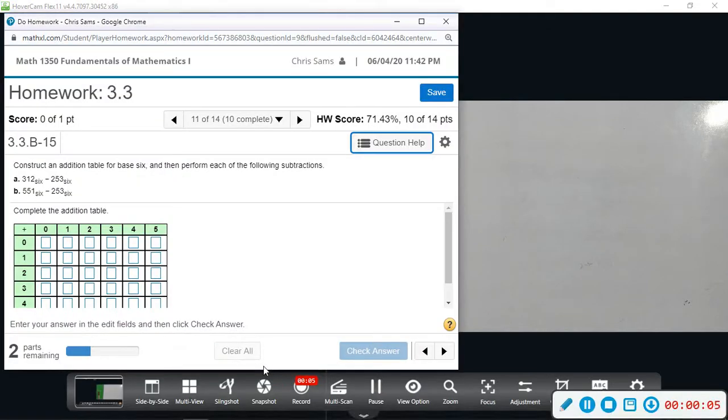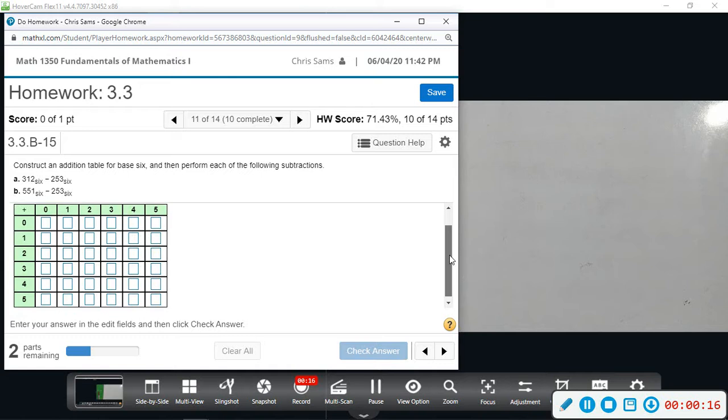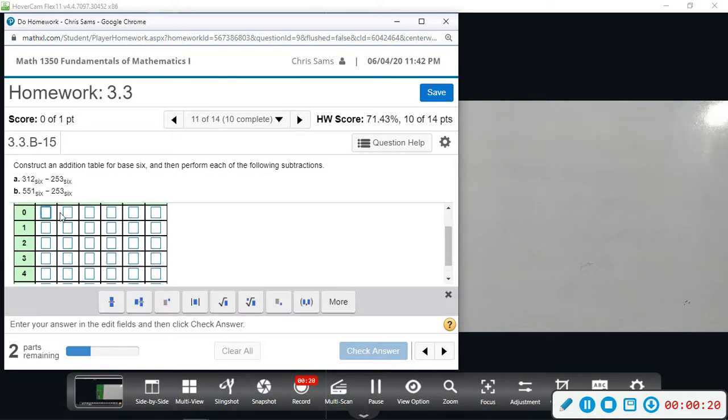Okay, so number 11, we want to do these two subtraction problems with base 6. First, we want to fill in the table. The table will help you with the subtraction. So we're just counting by 1.